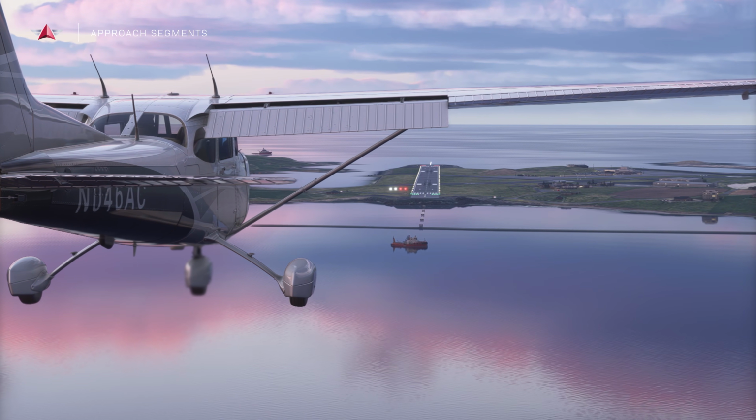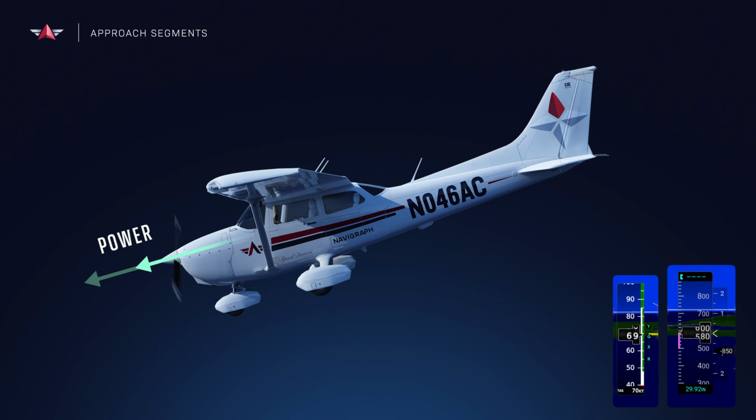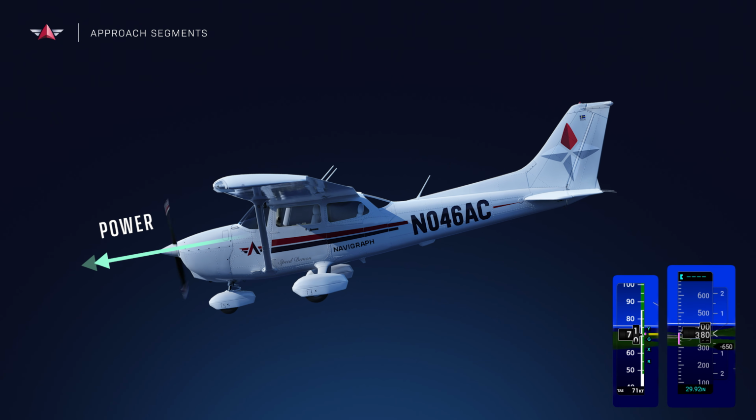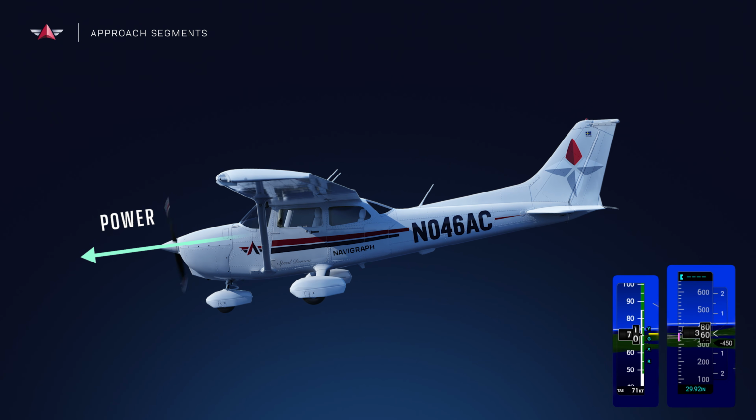At this point, we must add power again and apply pitch corrections so that we reduce our vertical speed while we maintain 70 knots. To do this, we will reverse our previous correction. We increase power and slightly raise the nose. As you can see from this example, any correction to the glide path requires simultaneous corrections to both pitch and power.